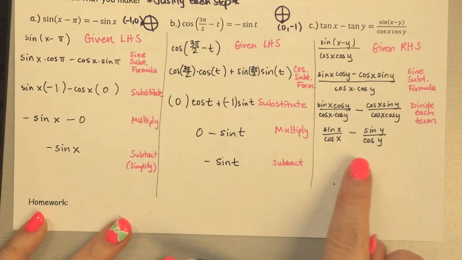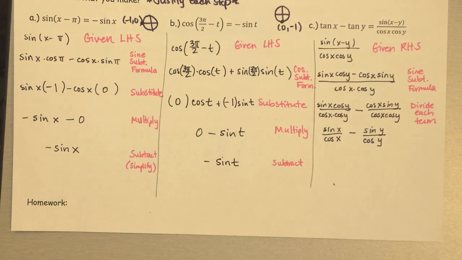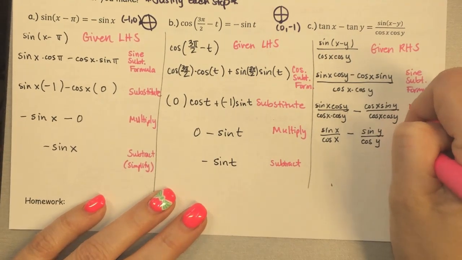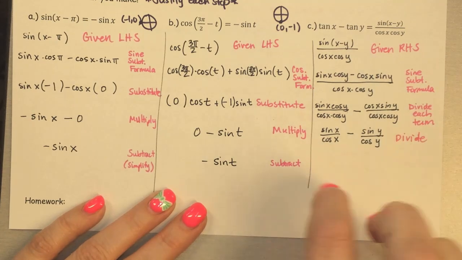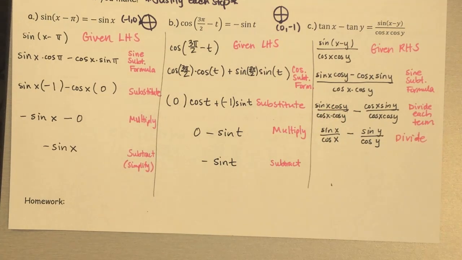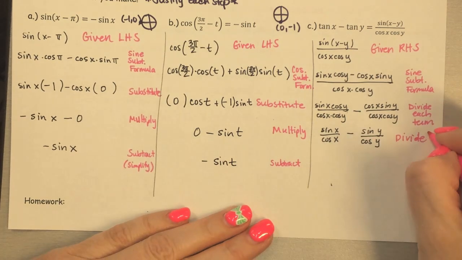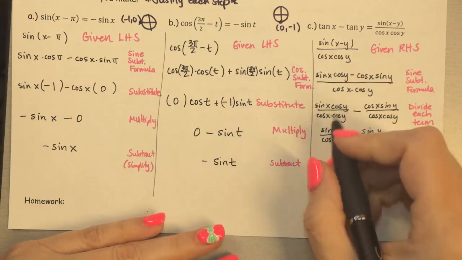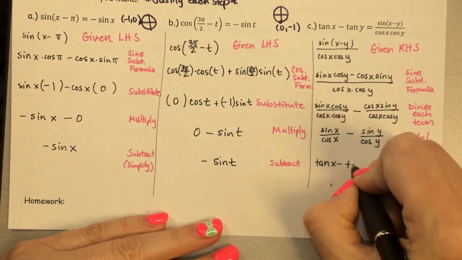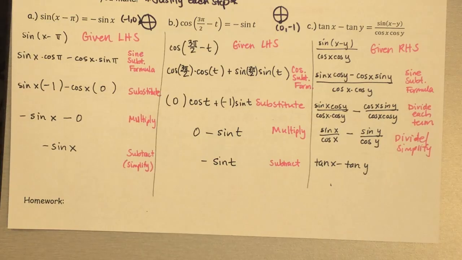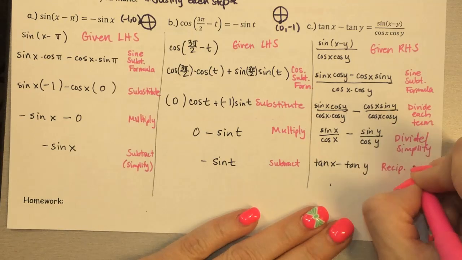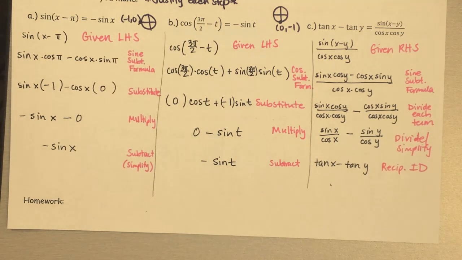And a lot of you are doing a really nice job of making sure you write your variables out. You do need to make sure you do that. All we did here is we divided, or we could say simplify. So we divided those to make 1. And then, of course, we can change these into the tangent of x minus the tangent of y. What's the reasoning for that? What do we call that one? Yeah, good. Okay, so we're going to use your reciprocal identities there.